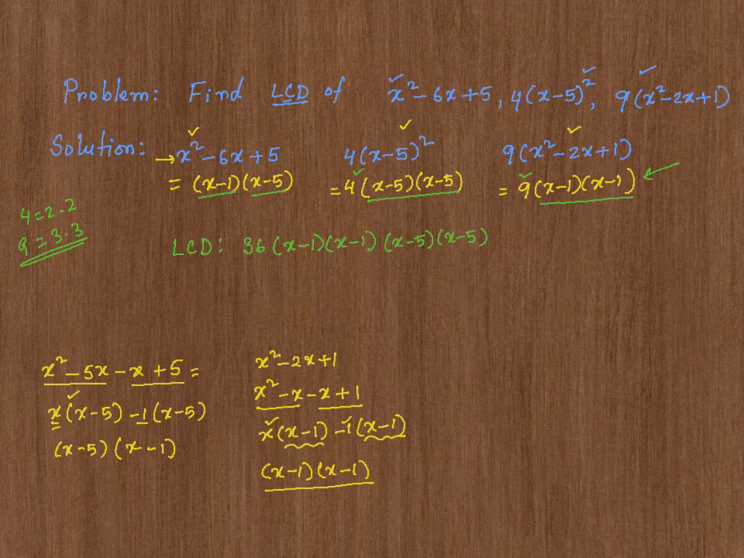So now if I write it succinctly, we have 36 times (x minus 1) squared and (x minus 5) squared. And that's your LCD of the given terms.